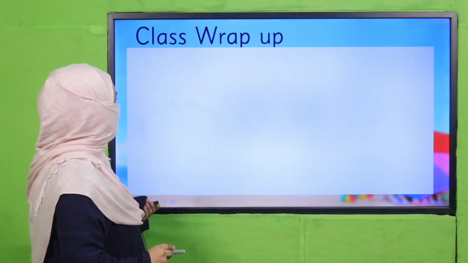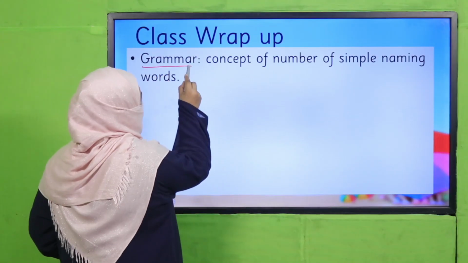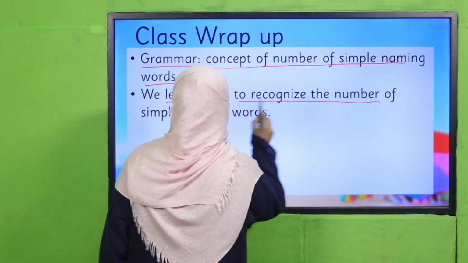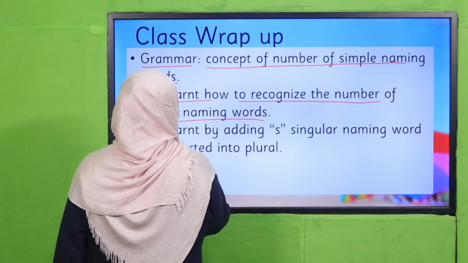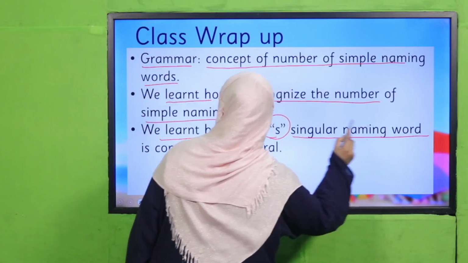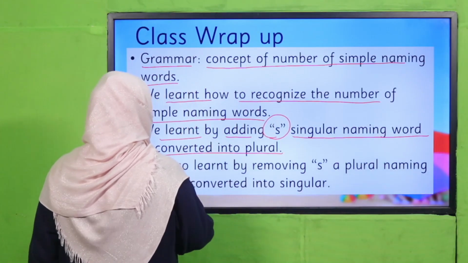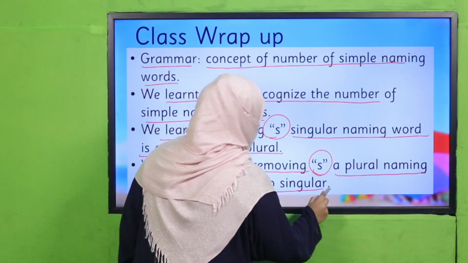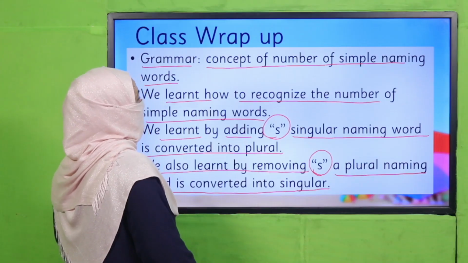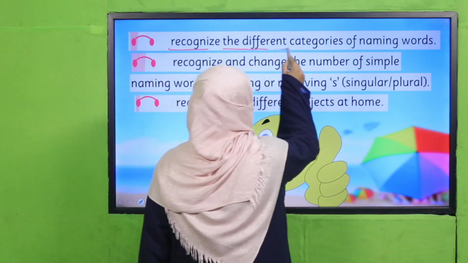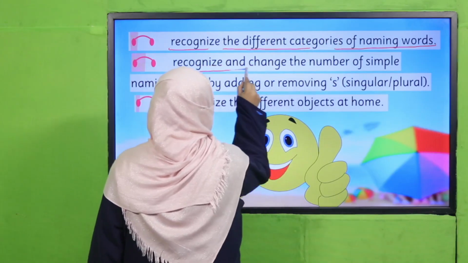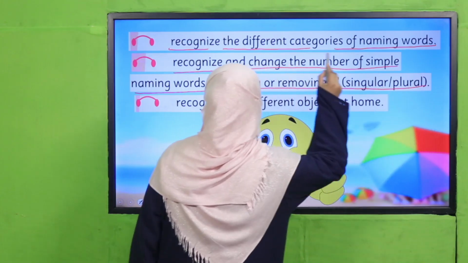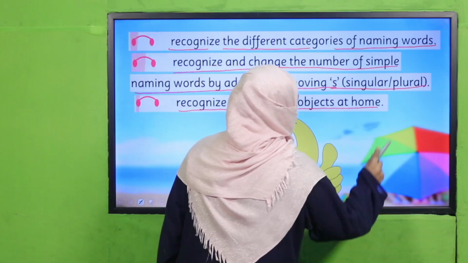So what have we learned today? We learned the grammar concept of number of simple naming words, and we also learned how to recognize the number of simple naming words. We learned that by adding s, a singular naming word is converted into plural, and by removing s, a plural naming word is converted into singular. So in this way, we have achieved our SLOs: recognize the different categories of naming words, recognize and change the number of simple naming words by adding or removing s, singular, plural, and recognize the different objects at home.